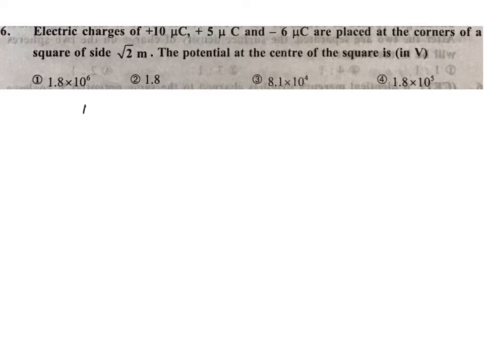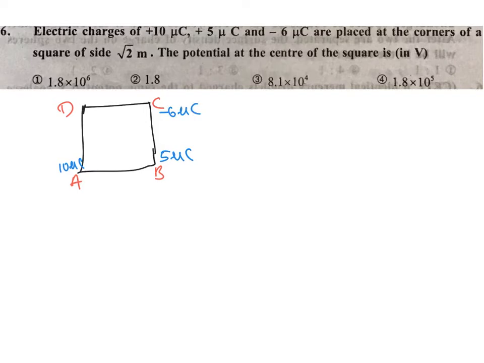See, in such cases what we do is draw the diagram for this particular problem. This is the point A, this is the point B, this is the point C, and this is the point D here. Now the 10 microcoulomb is placed here, 5 microcoulomb is placed at point B, and minus 6 microcoulomb is placed here, and the potential at the center is the question.